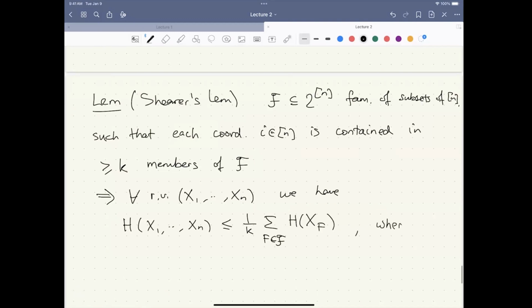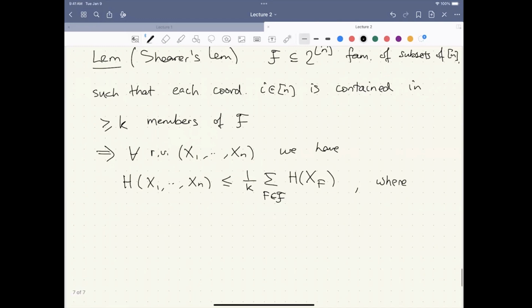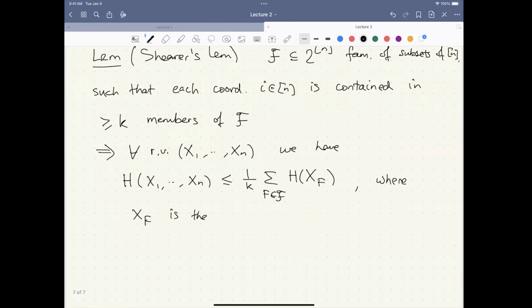So what is X sub f? X sub f is basically, you have this random vector X1 to Xn, and you project it down to the coordinates contained in f. So if f contains elements 1, 2, 4, X_f is just X1, X2, X4.